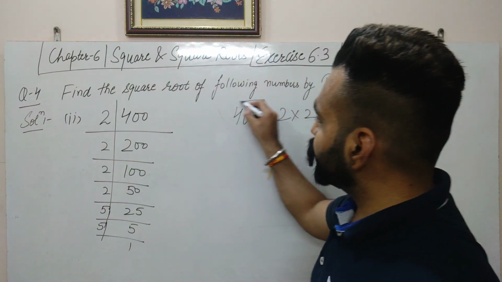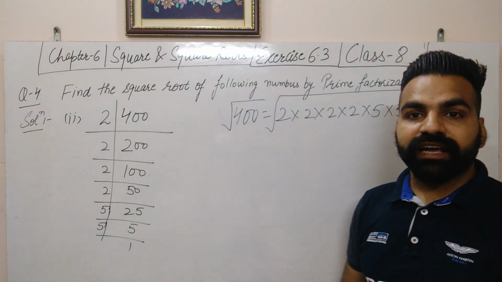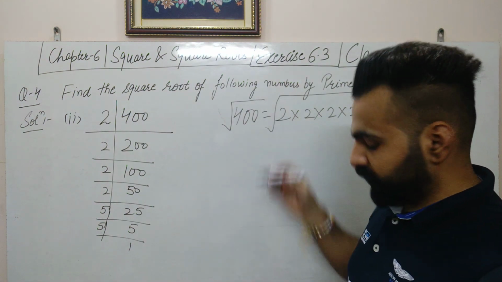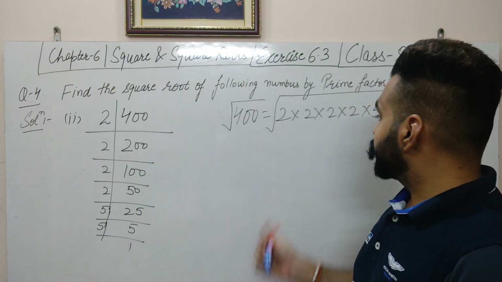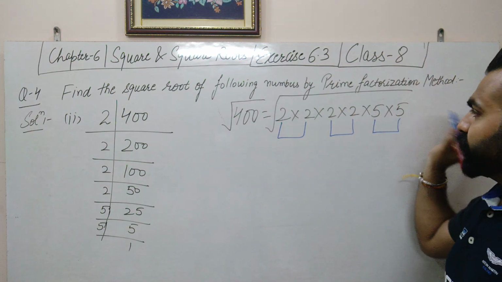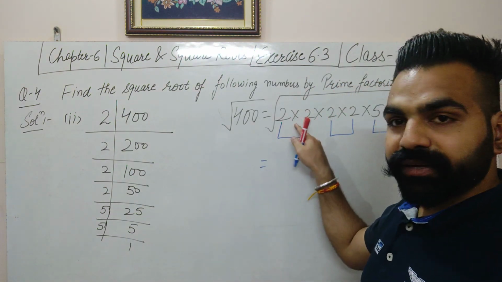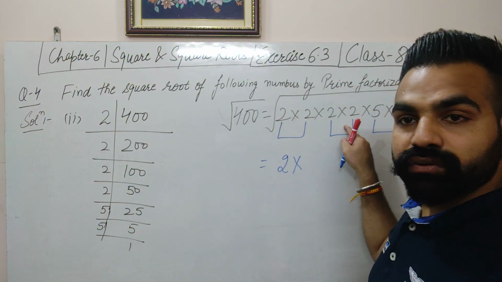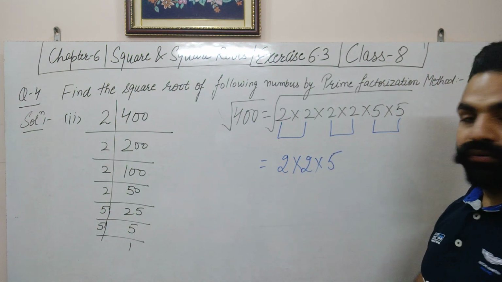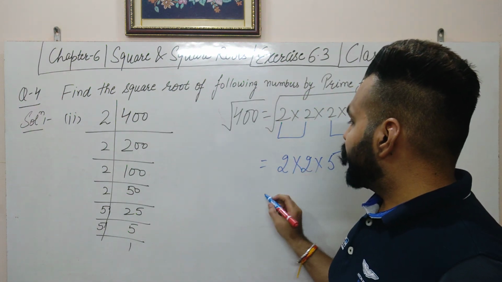Next step is to put the square root sign on both sides. So we have put the square root sign, and we will start making pairs of the similar numbers. The first pair will be formed from the first 2s. This is the first pair, this is the second pair of 2, and the last pair is of 5. From each pair one number will be taken out from the root. So from this pair one 2 will be taken out, from this pair one 2 will be taken out, and from this pair one 5 will be taken out. So the square root sign will be removed, and this will be our required answer.